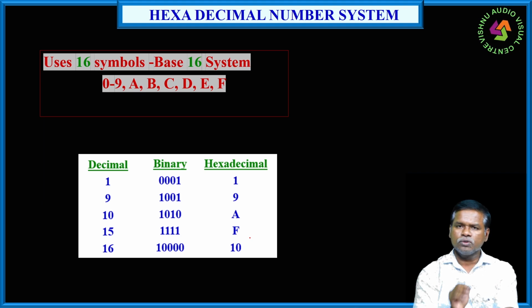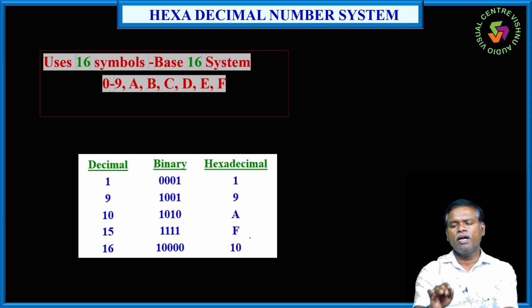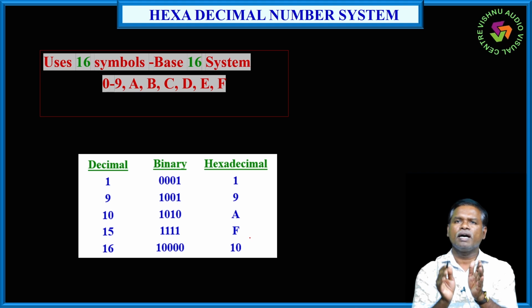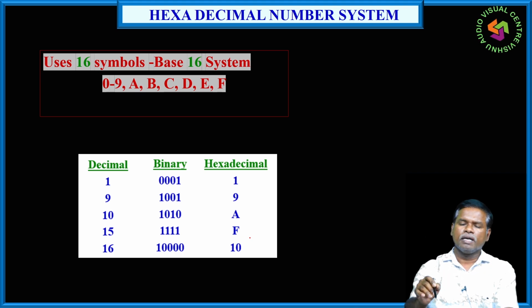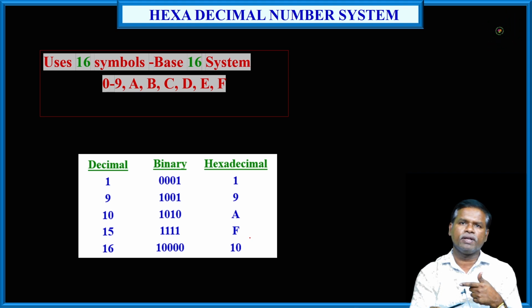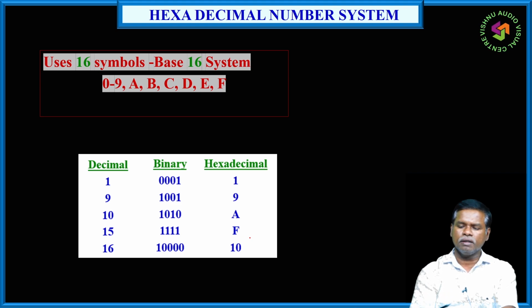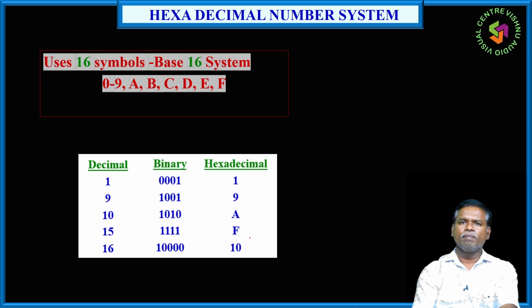And when it comes to decimal 16, it is not present as a single symbol in hexadecimal. Why? Because we have 0 to 9 as numbers and A to F as alphabets. Overall there are 16 symbols, from 0 to F. That means F's equivalent is 15, and the F in binary is four ones. So what comes after 15? Decimal 16 comes after this F.